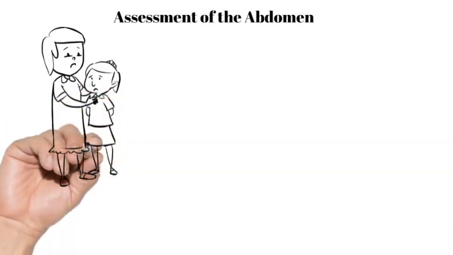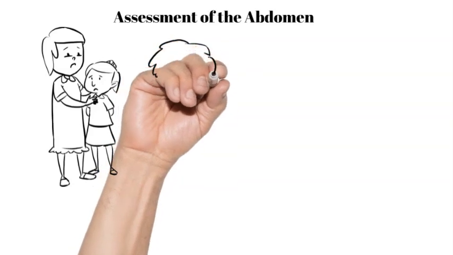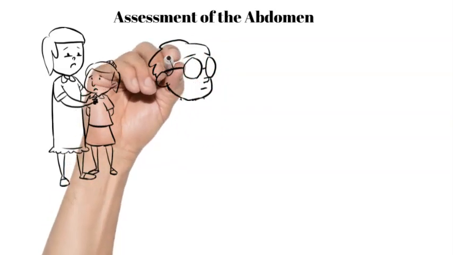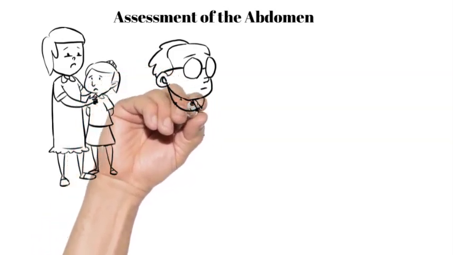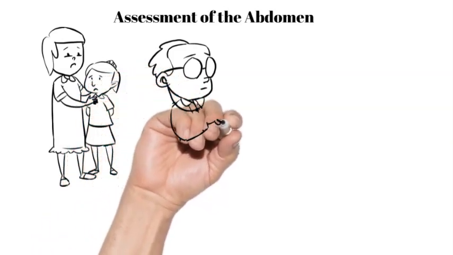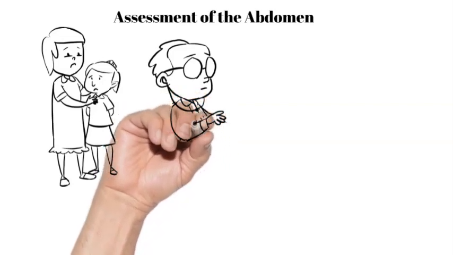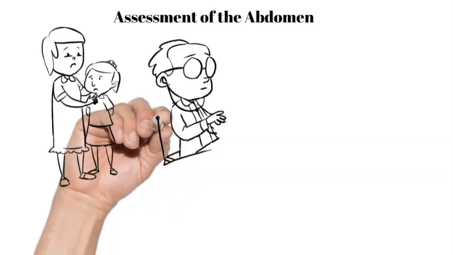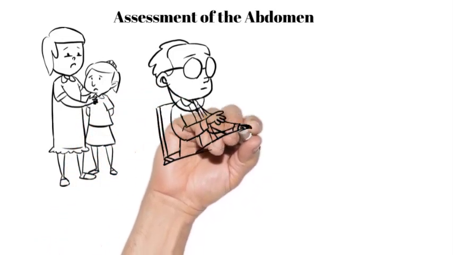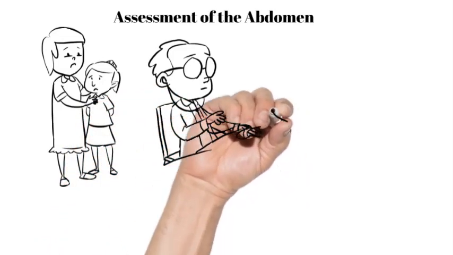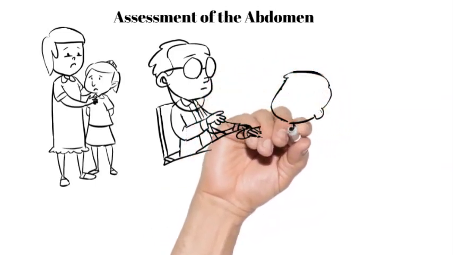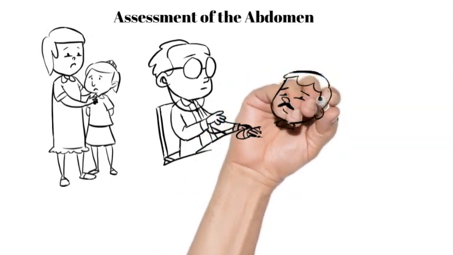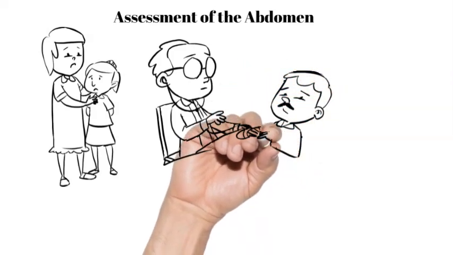During palpation, there are several tests you can perform to detect abnormalities. Murphy's sign, assessing for tenderness in the right upper quadrant while the patient takes a deep breath. This can indicate cholecystitis or inflammation of the gallbladder. McBurney's point tenderness, assessing for tenderness in the right lower quadrant. This can indicate appendicitis. Blumberg's sign, assessing for rebound tenderness by pressing down on the abdomen and quickly releasing pressure. This can indicate peritonitis or inflammation of the abdominal lining.